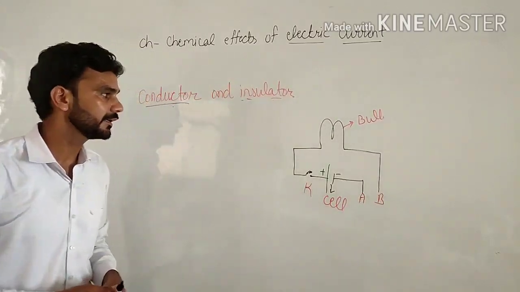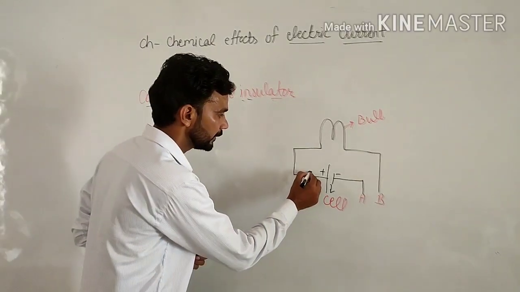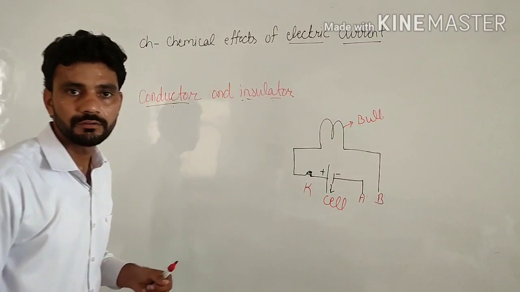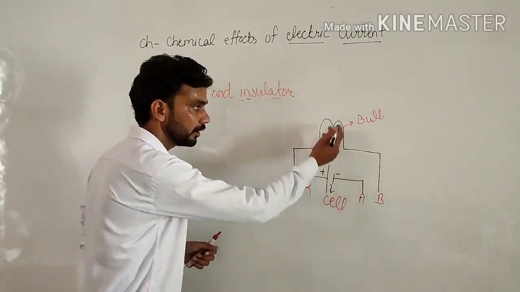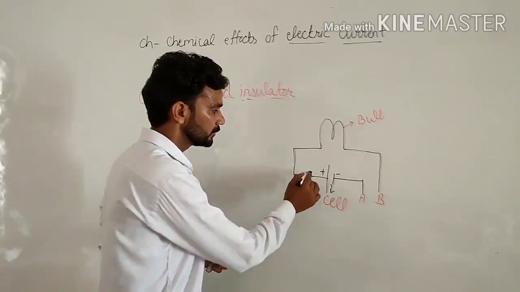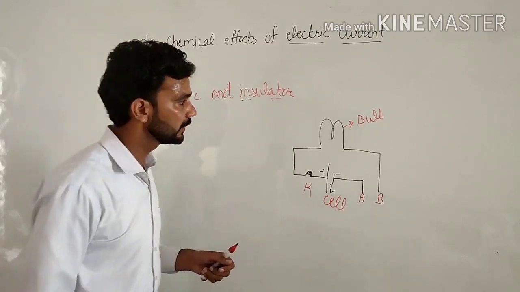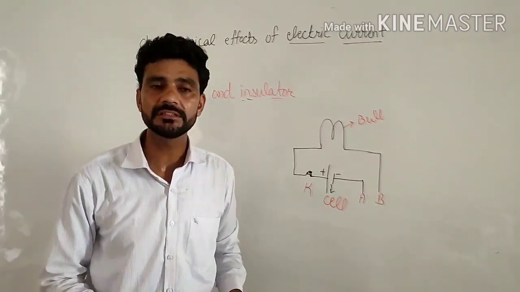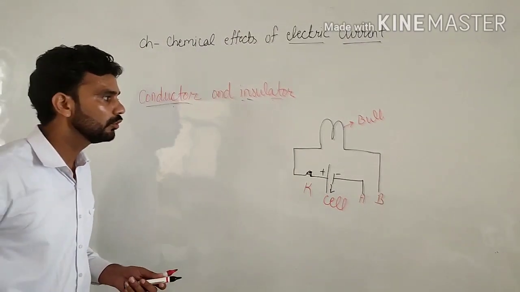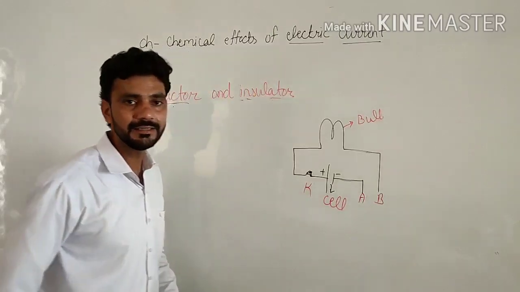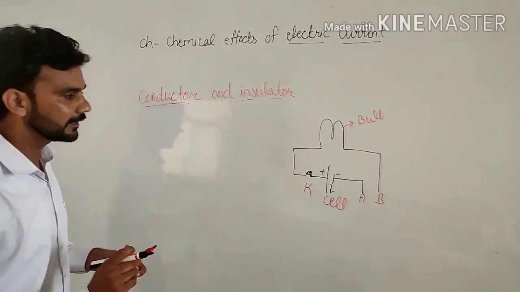This is a circuit diagram by which we can tell whether a material is a conductor or an insulator. When the switch is closed, these are two terminals A and B where the circuit is broken. When the switch is closed, if we put any material in between these two terminals and the bulb glows, it means that the material is a conductor. If we put that material and the bulb does not glow, it means that the material is an insulator. So by this we can tell whether a material is a conductor or insulator.